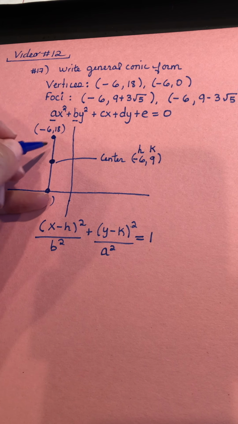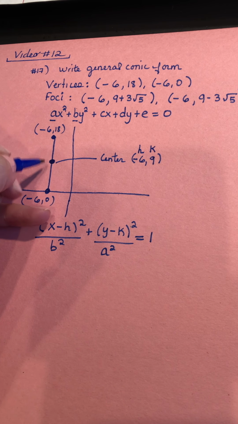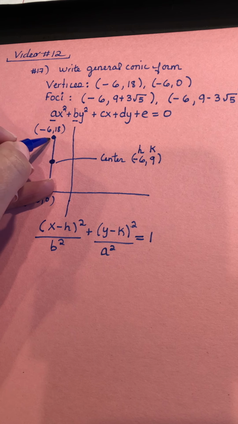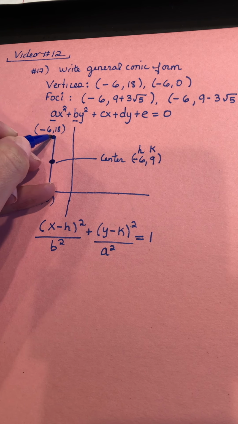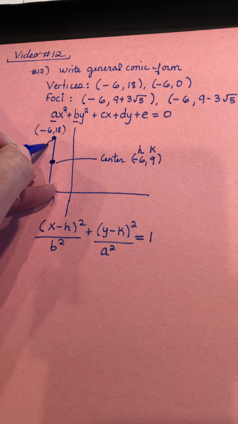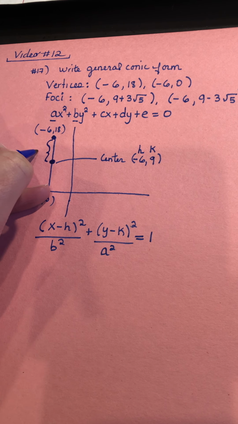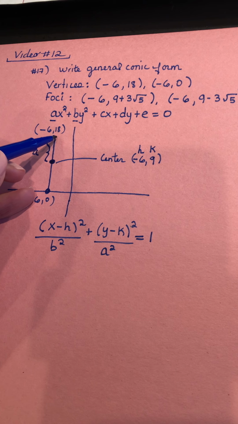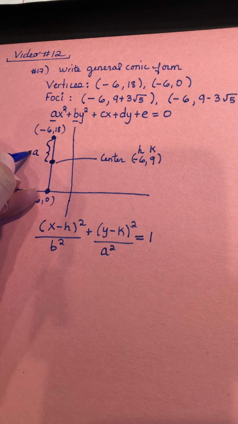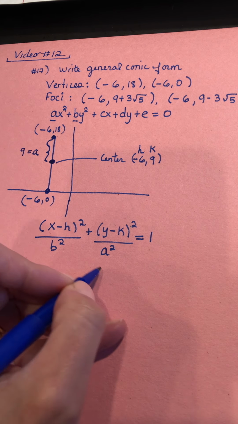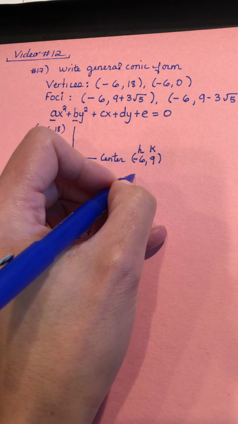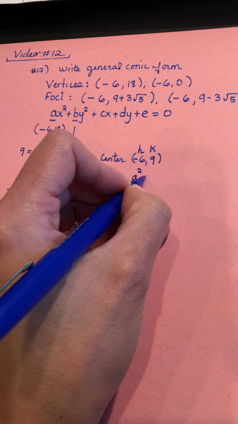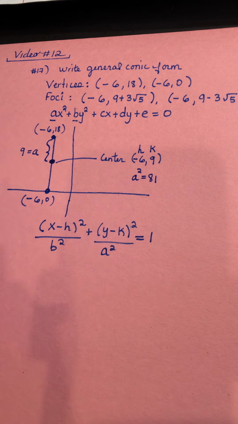Now, why is that important? Well, that allows me to calculate some other items. I know that the distance from the center to the vertex on the major axis is a, and I can see that if I'm at a y value of 9 and go to 18, a is equal to 9, which means that a squared, I'll just keep track over here, is equal to 81.